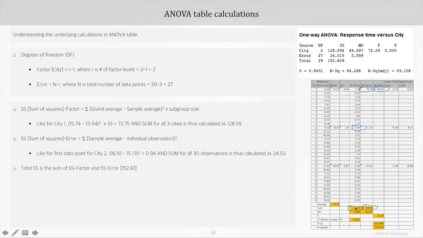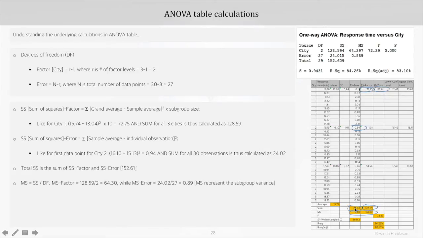The total sum of squares is the sum of squares for factor and for error, and that would be 152.61, that is 128.59 plus 24.02.